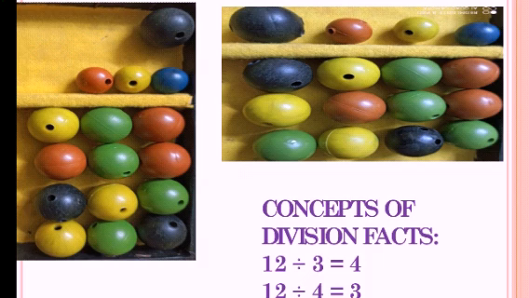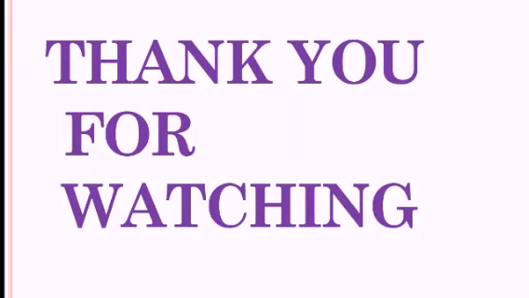Let me give you one more example. Suppose 6 2s are 12, right? So when 12 is divided by 6, what will be the answer? 2 will be the answer. And when 12 is divided by 2, what will be the answer? 6 will be the answer. So this is the concept of division fact. That when you multiply two numbers and get another number, when you divide the answer by any of the multiplied numbers, you will get the other number as the answer. So this was our activity on division fact.